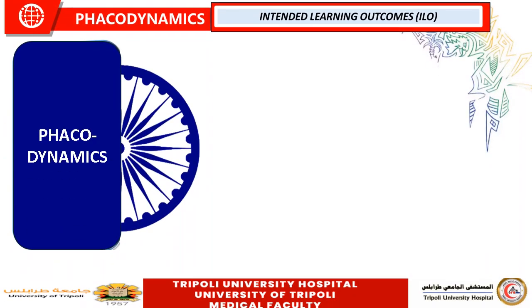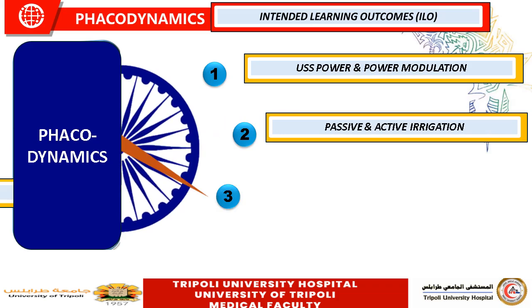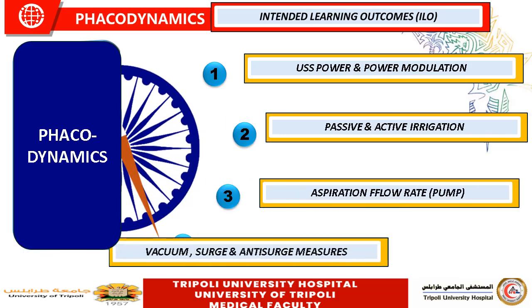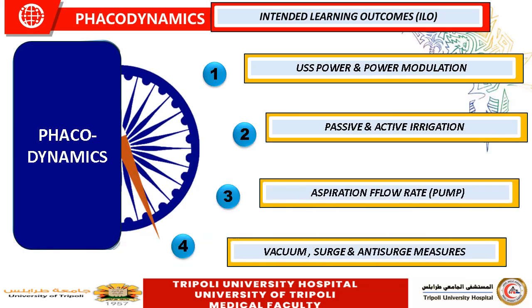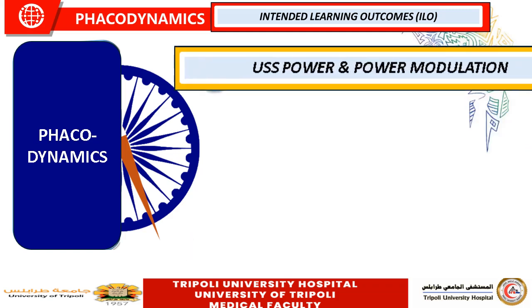Now, the intended learning outcomes and the outline of this lecture will be as follows. We will study the ultrasound power and power modulation. Then we will study the different passive and active irrigations. Then the aspiration flow rate and the different types of pumps. And then the vacuum and the surge and the anti-surge measures. In between, we will discuss the recent advances in the different companies and the different manufacturers. So we will go now to study the ultrasound power and power modulation.